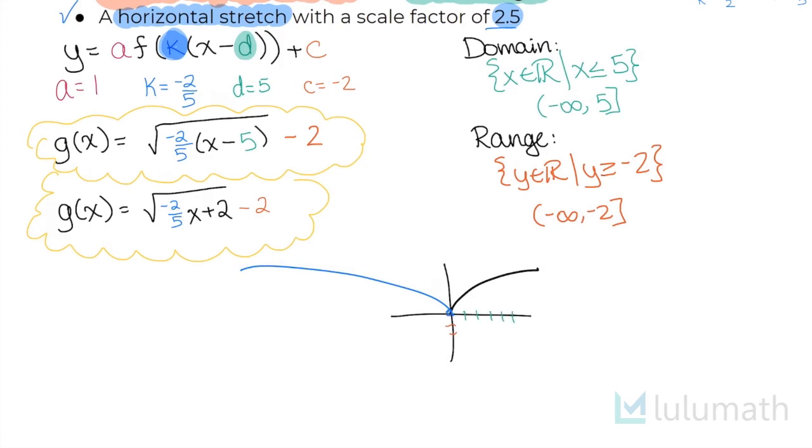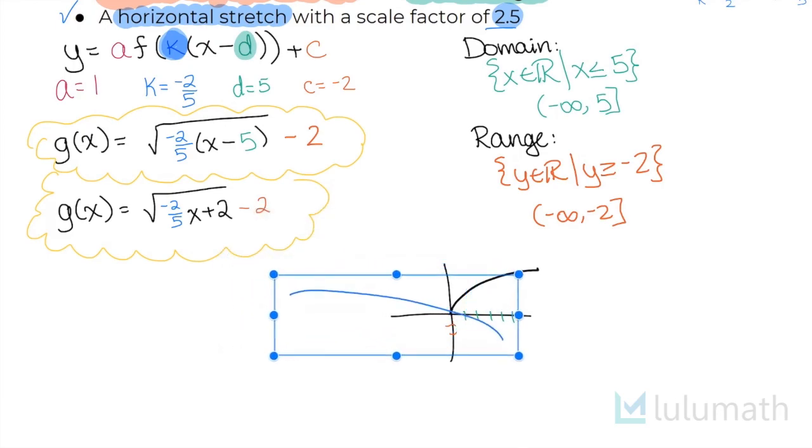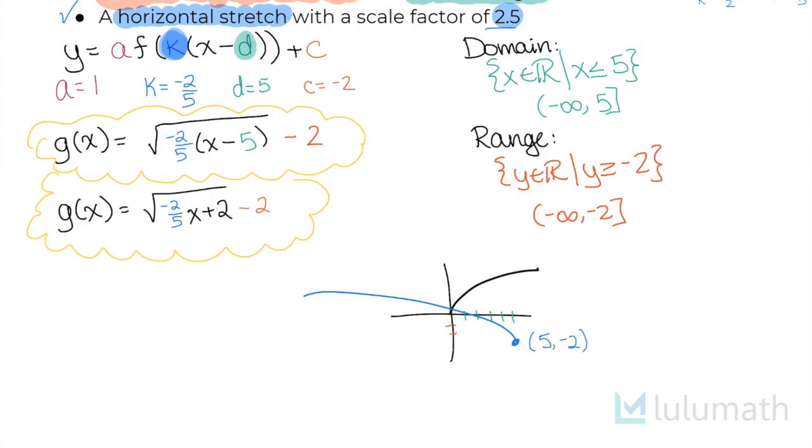So this point of 0, 0 will now move because our graph will go 2 units down and 5 units to the right. This is our new quote unquote 0, 0. So this is 5, negative 2. And if you can see here, all my x values will stop once we hit 5. So it's from negative infinity to 5, or any value less than or equal to 5. And our y values will not go below this negative 2. And that's why y is greater than or equal to negative 2.